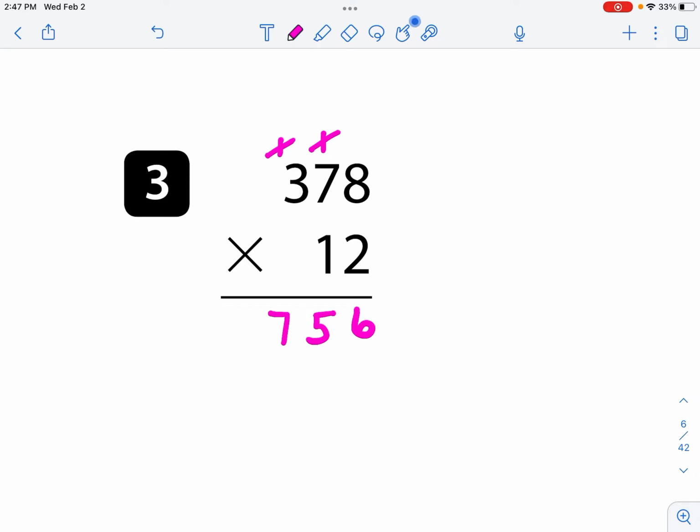Okay, now we're moving over to the 1. The 1 is in the tens place. We're done with the 2 in the ones place, so we're going to put a 0 in the ones place and move into the tens place. And now multiply like normal. 1 times 8 is 8. 1 times 7 is 7. 1 times 3 is 3.